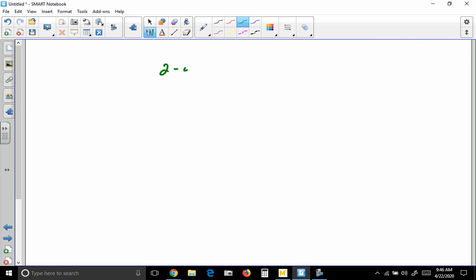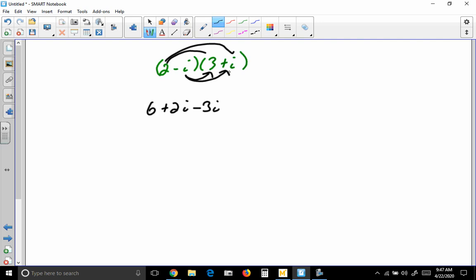If we have (2 minus i) times (3 plus i), we basically FOIL that out, distribute 2 times each of these. So 2 times 3 is 6. 2 times i is 2i. Minus i times 3: a negative times a positive is negative. i times 3, or we could call that 3i. And then negative times positive is negative. i times i is i to the second.